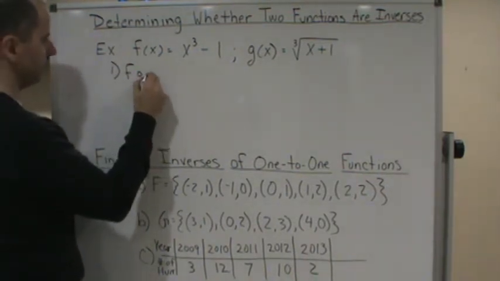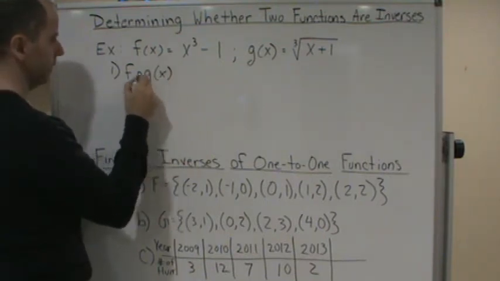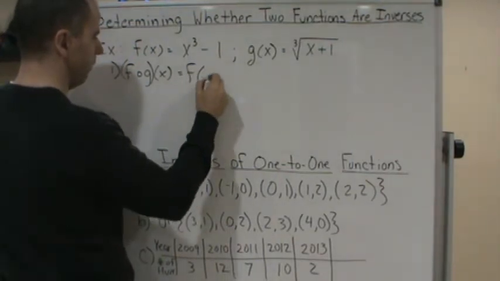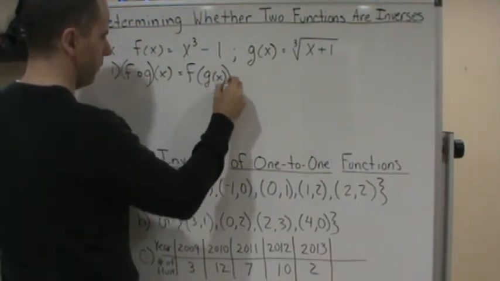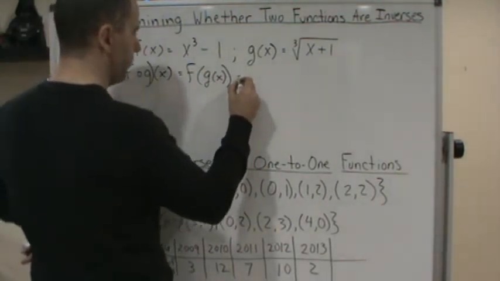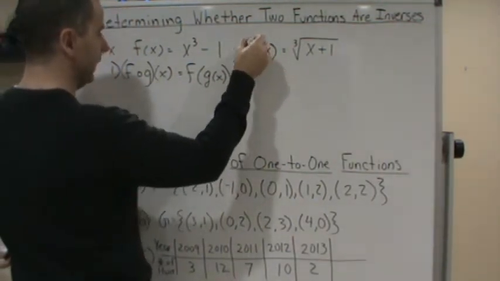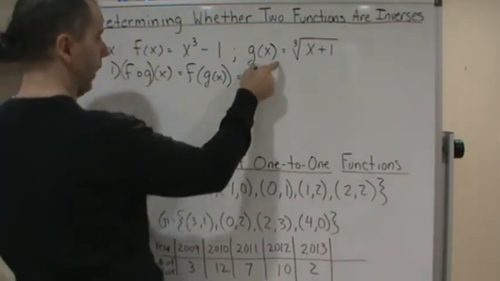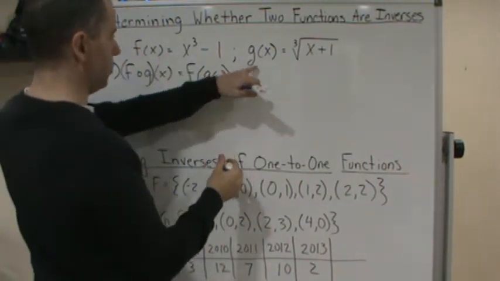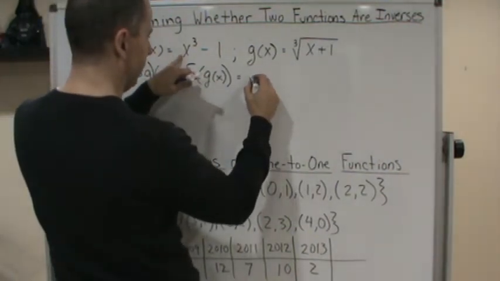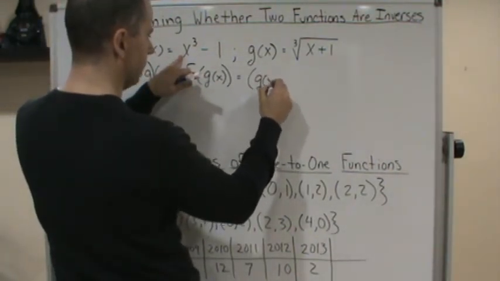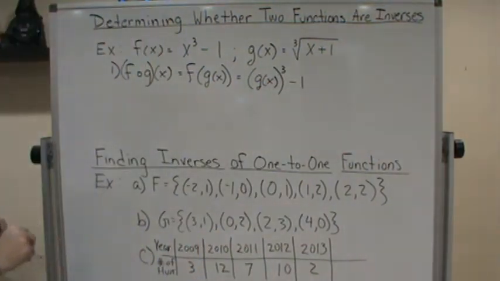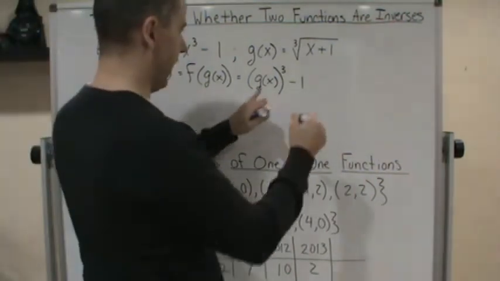f circle g of x. Again, that's the same as f of g of x. I'm putting g inside of f. So what is it going to look like? Wherever there's x here, I'm going to put in g of x. So basically, I'm doing g of x cubed minus 1. Well, what's g of x? Well, g of x is this.